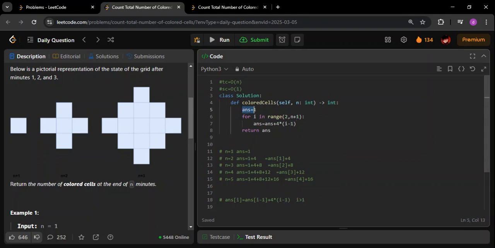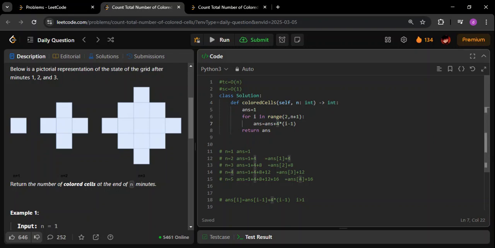So this is how I'm starting. I'm keeping answer equal to 1, and then I'm starting from 2 and going till n. That's why I'm writing n plus 1 here, because I want the loop to go from 2 till n. What I'm doing is the same thing: answer is equal to the previous answer plus 4 into I minus 1.